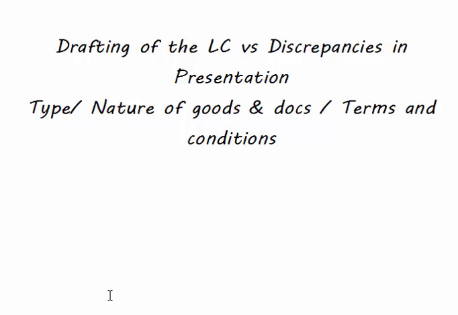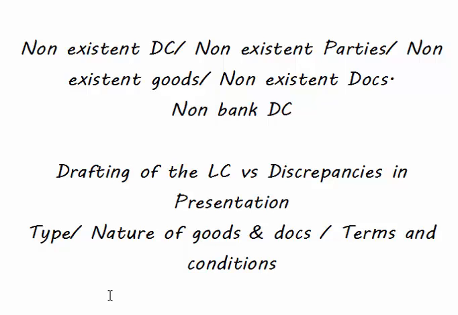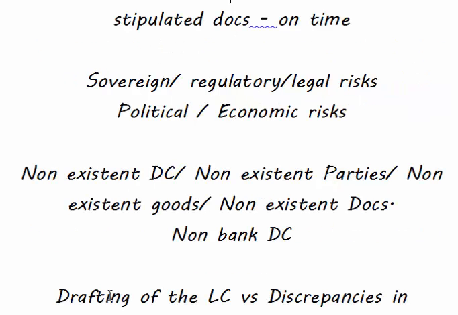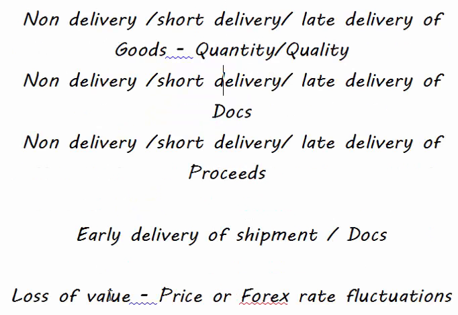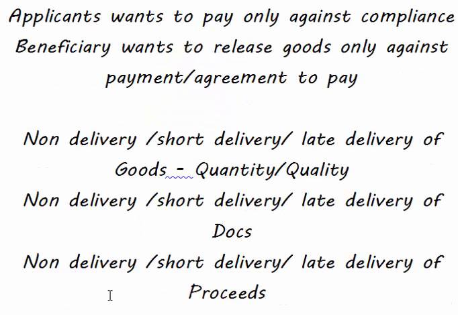So these are some of the concepts that the buyer and seller will have to keep in mind while agreeing upon a sales contract. Now, there are some of the risks that these people face when they go in for a transaction. Applicant wants to pay only against compliant documents, or he wants to pay only on citing the goods. Because he cannot cite the goods, he wants to cite documents, and the document should evidence terms and conditions have been met. Beneficiary wants to release the goods only against payment or an agreement to pay.